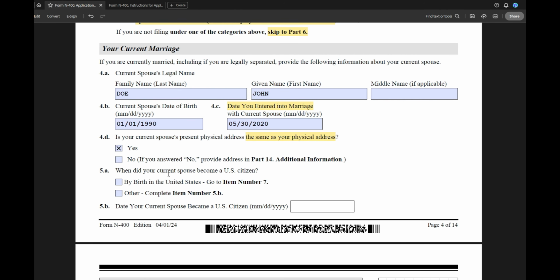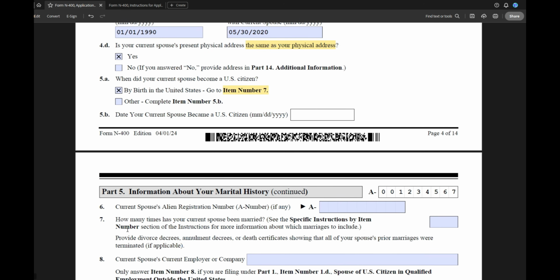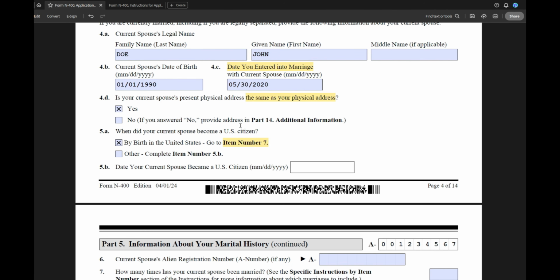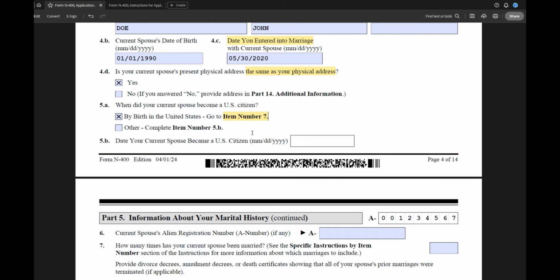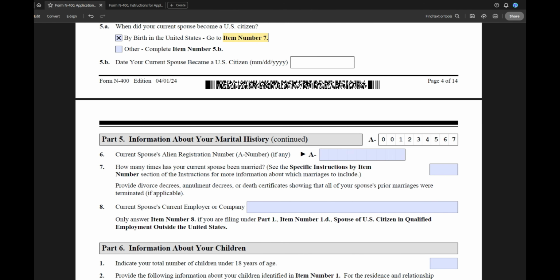Next, you also must answer when your current spouse became a US citizen. So let's say in our case, by birth in the United States. If you answered this, you do not have to answer anything else and can just go to item 7. But if your current US citizen spouse naturalized at some point in the past, then you would have to answer other and complete 5B, as well as item 6 if your spouse was an immigrant as well.